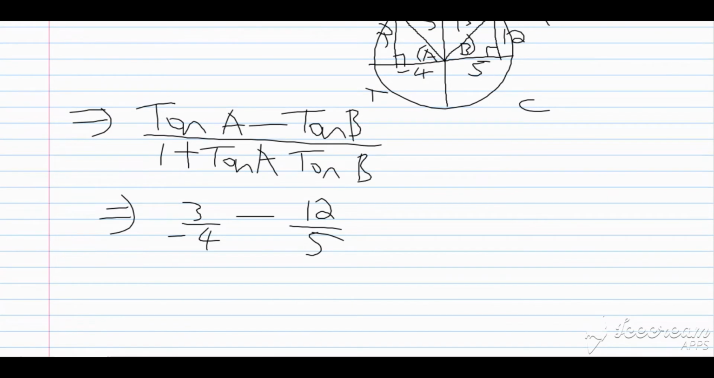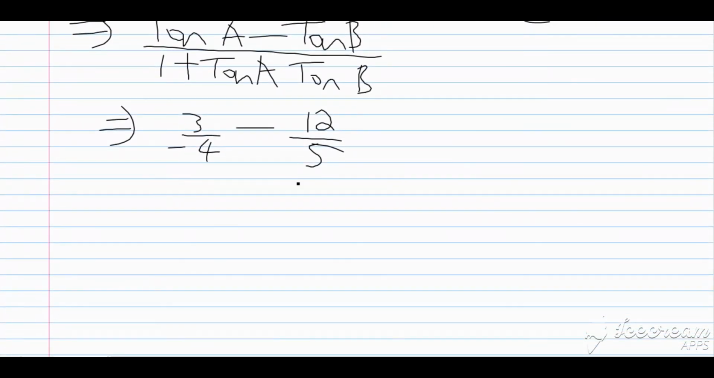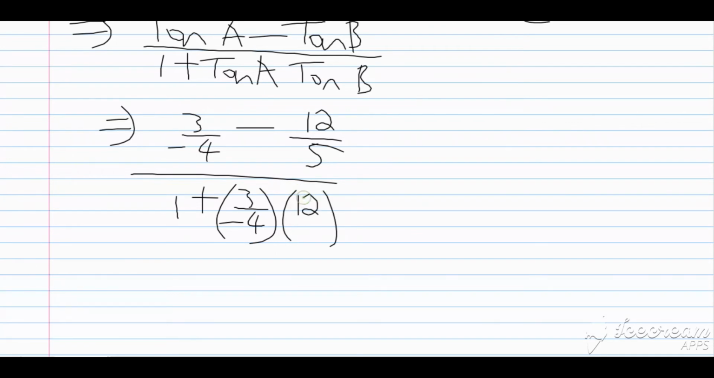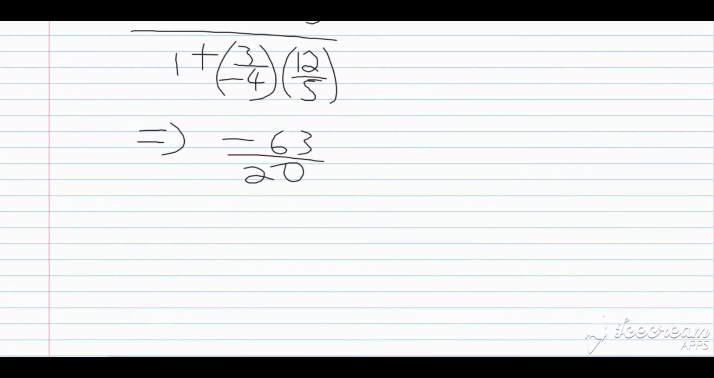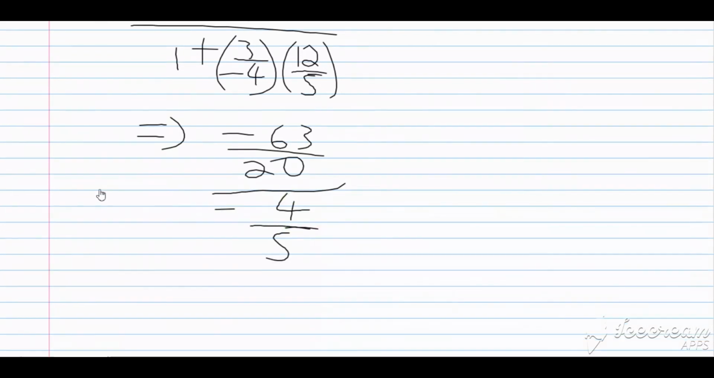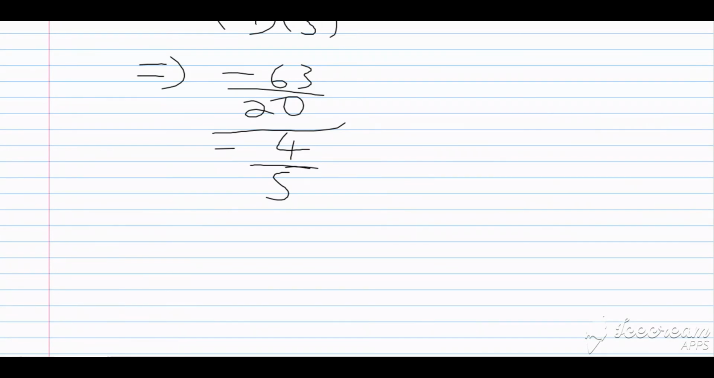And all this now would go over 1 plus, we found the tangent of A already, so we know it's 3 over negative 4, all right? Times the tangent of B, which is 12 over 5. So this is now just a matter of calculator work. My numerator there would give me negative 63 over 20, and my denominator here would give me negative 4 over 5. So this now would give me 63 over 16.